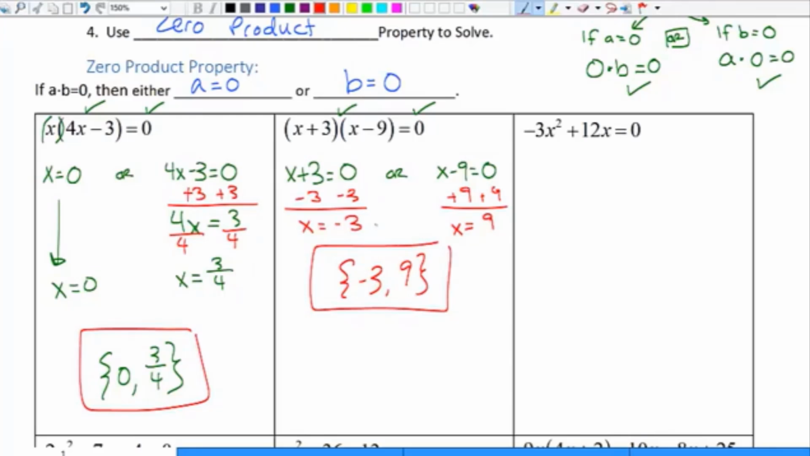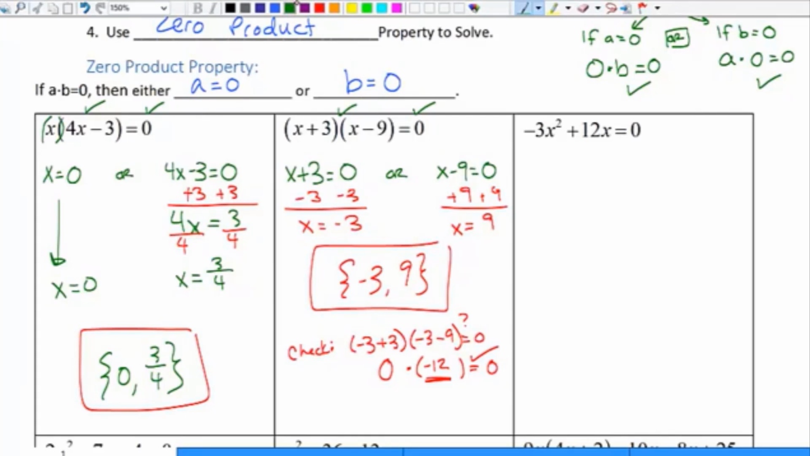If I were to plug -3 in here, this is a check, this is optional, I'm just going to show you this once. If I were to plug -3 in, we have -3 plus 3, times -3 minus 9 equals 0. We're checking to see if this works. -3 plus 3 is 0, times -3 minus 9 is -12. Now I know this isn't 0, but I don't really care what it is because 0 times anything will get me 0. So that's why it doesn't really matter. As long as one of the factors is 0, then the whole thing is 0.